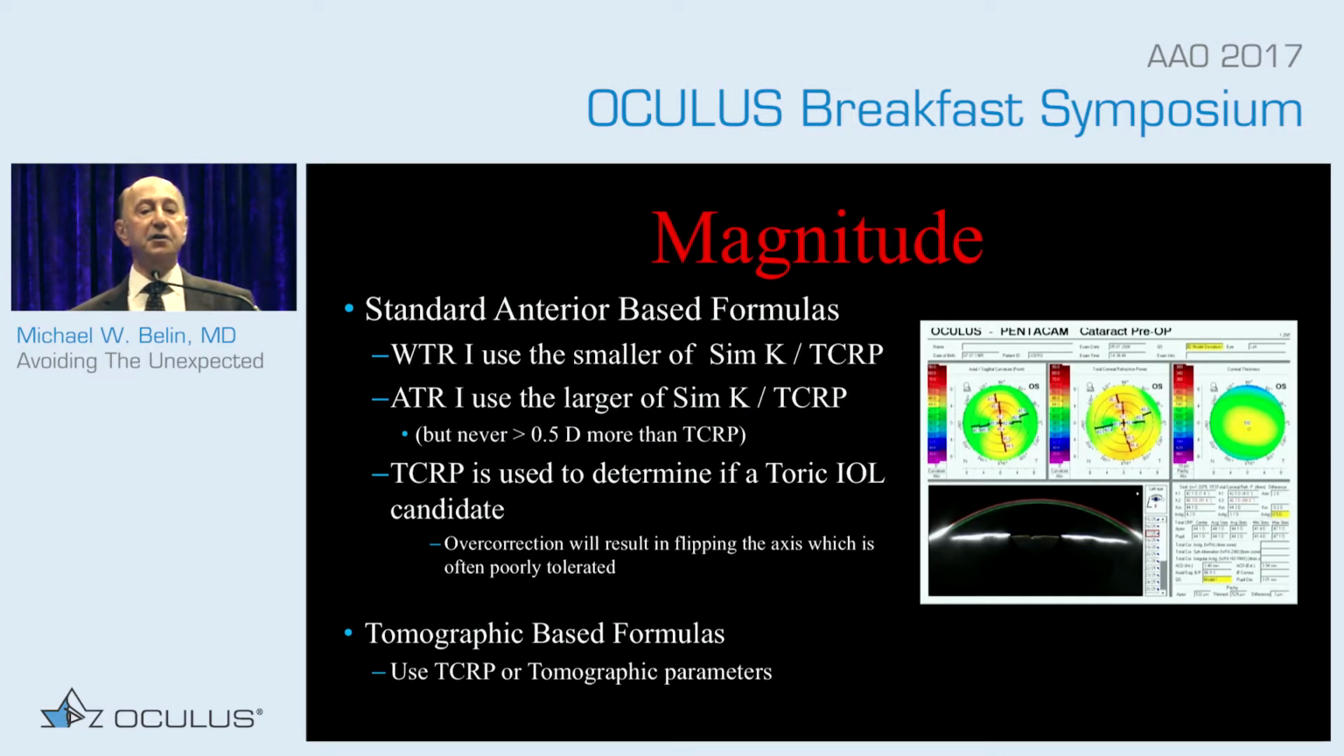So again, with standard anterior-based formulas, particularly if I'm using the original Alcon formula, in with-the-rule patients I use the smaller of the SIMK or total corneal refractive power. With against-the-rule patients, again with the original Alcon formula, I used to use the larger of the SIMK or the total corneal refractive power, but I never go more than a half diopter above total corneal refractive power because I don't want to flip the axis. I use total corneal refractive power to determine suitability for a toric IOL candidate. Regardless, for axis determination, I use total corneal refractive power.